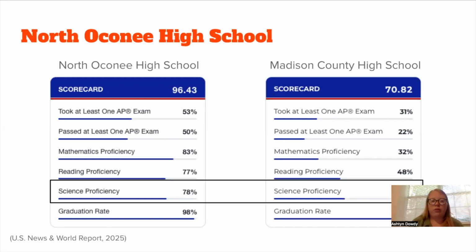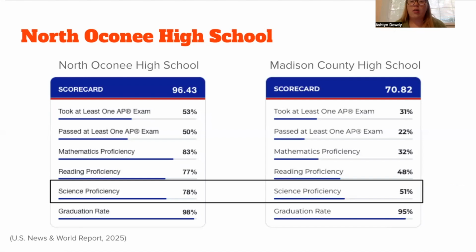What we really want to focus on down here is the science proficiency. So the science proficiency number is based on the Georgia Milestones testing, which for high school is in the subject area of biology. So what this percentage is telling you is how many students scored proficiently on the state mandated test, on the Georgia Milestones test. Again, you look at North Oconee, you're at 78% versus Madison County, you're all the way down at 51%. So a pretty significant drop there.